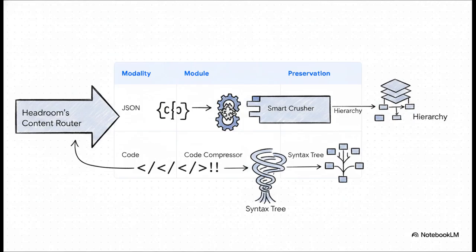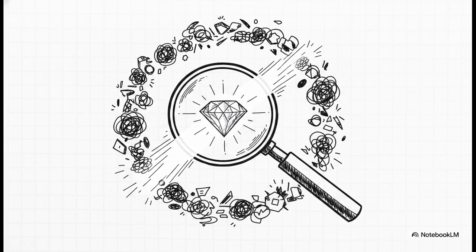When it detects structured JSON or REST outputs, it routes them to a smart crusher module that strips out boilerplate and nulls while mathematically preserving the vital relational hierarchy. But if it detects raw source code, standard truncation would completely break it, so instead it routes to a code compressor. This parses the code into an abstract syntax tree, which safely collapses lengthy docstrings while preserving the exact function signatures and execution pathways. The direct benefit of this systematically stripped data goes way beyond just saving on API costs.